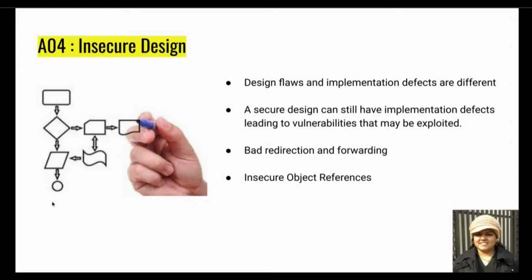Now, bad redirection, forwarding, insecure object references. This happens when we expose our resource references without protecting the resources from exploitation. For example, using auto-incrementing primary keys that are exposed in the URL can let an attacker iterate through all the items in the database. This is not a safe practice. Django helps us to avoid that by using a unique identifier field, that is UUIDField, while designing our models.